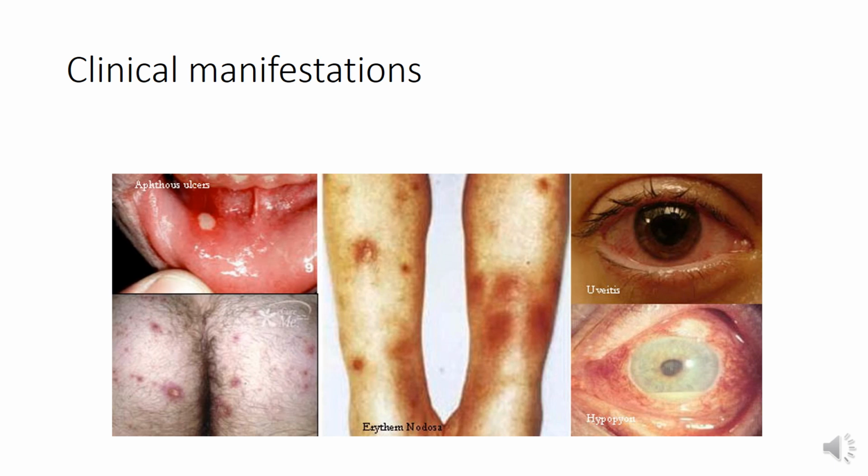What we see first is aphthous ulcers or aphthous stomatitis, skin pustules, erythema nodosum, painful red nodules, generally in the lower extremity, uveitis, and hypopyon uveitis.